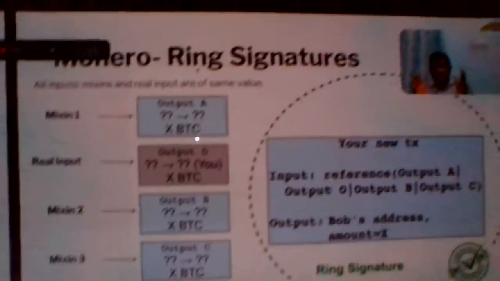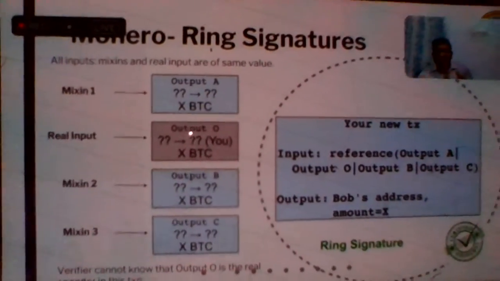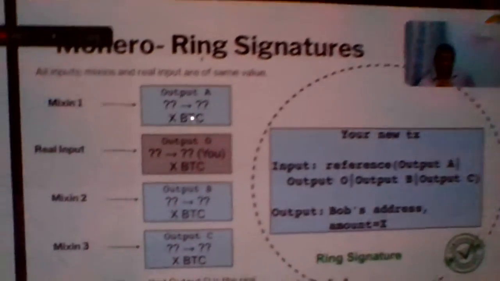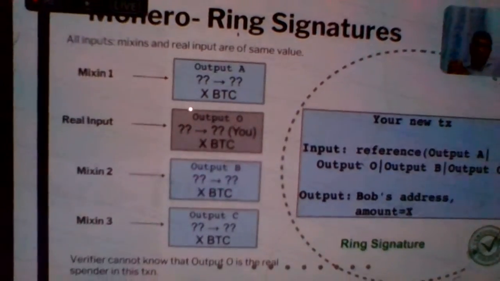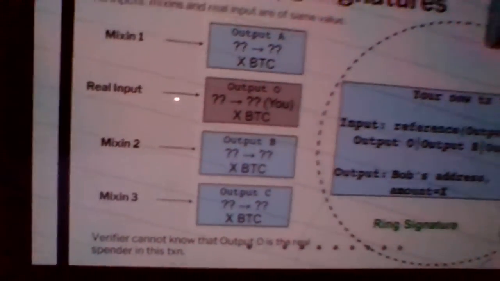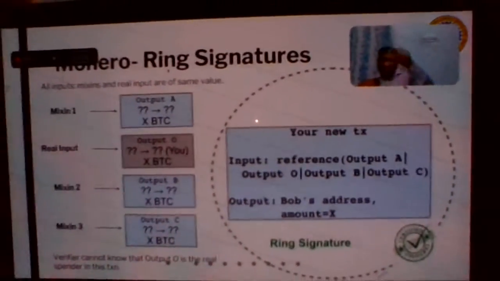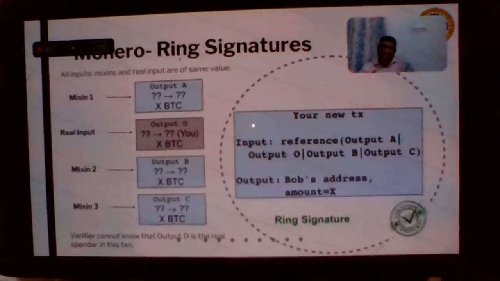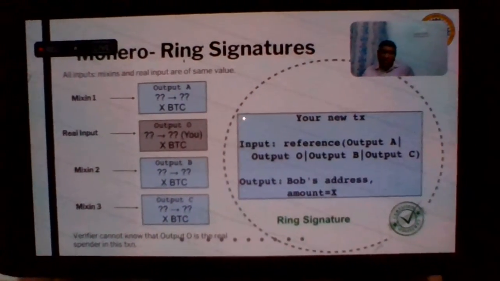But for the outside world, they look like four people making a transaction of X value. Finally, when you look at the final transaction, they are all clubbed, and then an X transaction comes out. That X transaction is going to Bob. But within these four, who has sent, we don't know. That is what is called a ring signature.